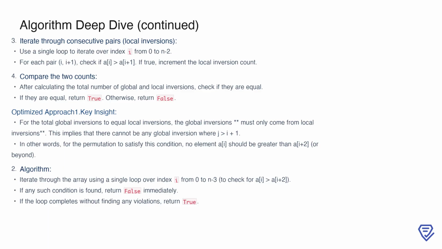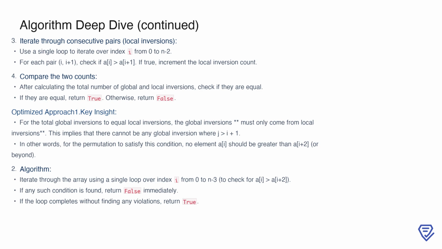Now, to count local inversions, we simplify our iteration. Instead of checking all pairs, we only look at consecutive elements. Using a single loop, we iterate over index i from 0 to n-2. For each pair of consecutive elements, if a[i] > a[i+1], we increment the local inversion count. Once we have both counts, global and local inversions, we simply compare them. If the two counts are equal, the condition is satisfied, and we return true. Otherwise, we return false. While this brute force method is straightforward, it becomes inefficient for larger arrays due to its time complexity. This is where the optimized approach comes into play.